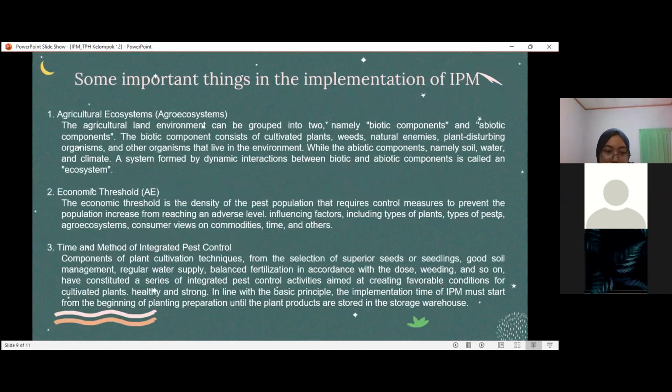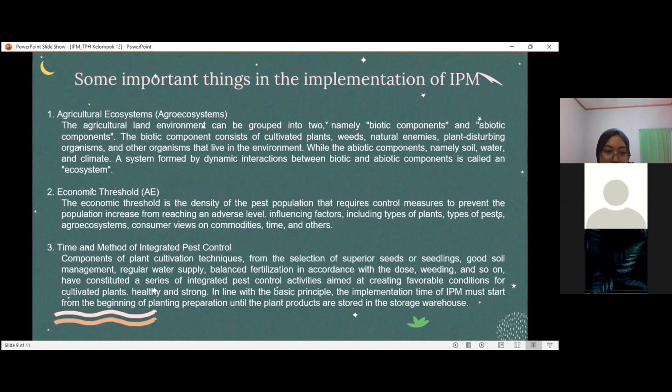Some important things in implementation of IPM. First, agricultural ecosystem. Agricultural land environment can be grouped into two, namely biotic component and abiotic component. The biotic component consists of cultivated plant with natural enemies, plant disturbing organism, and other organisms that live in the environment, while the abiotic component is soil, water, and climate. A system formed by dynamic interaction between biotic and abiotic component is called an ecosystem.